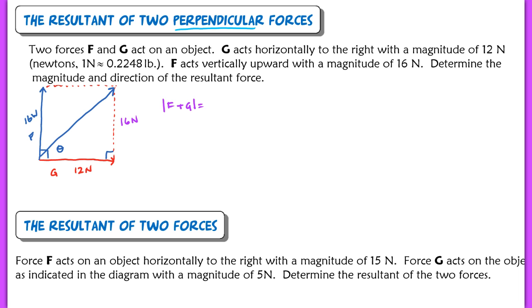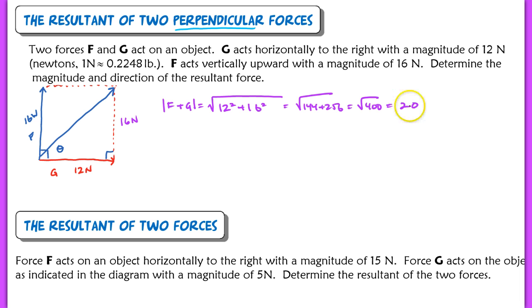So using Pythagorean theorem, the magnitude of your resultant vector is going to be the square root of 12 squared plus 16 squared, which is going to give me the square root of 144 plus 256. So that's the square root of 400, which is 20. So that's the magnitude of your resultant vector.